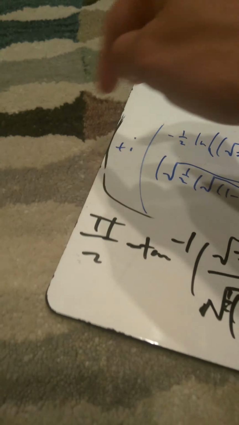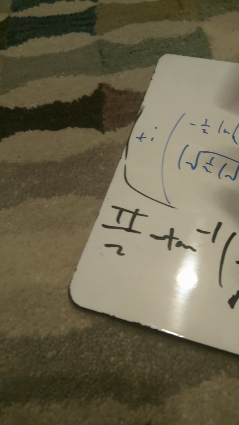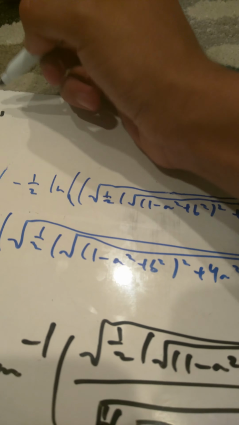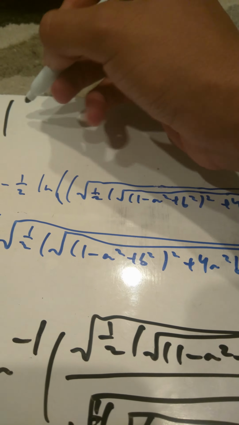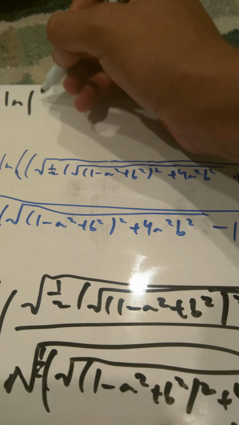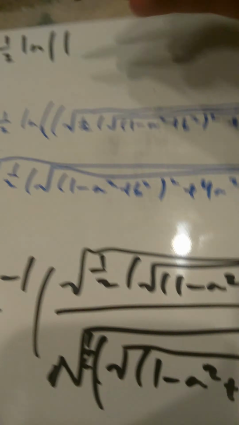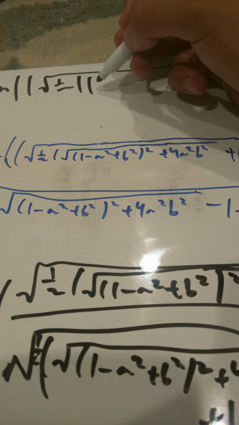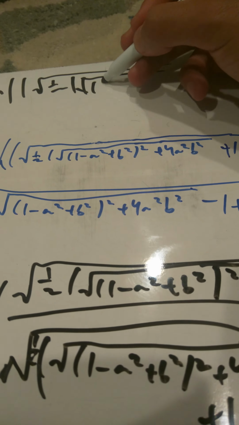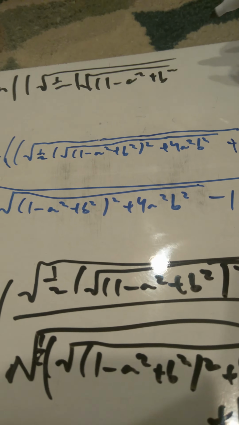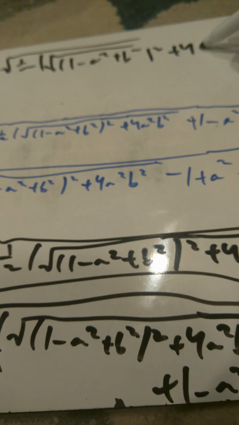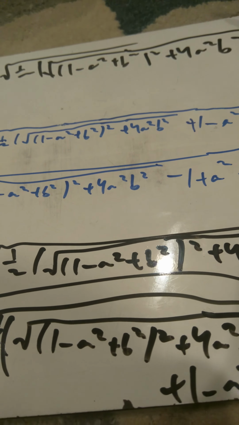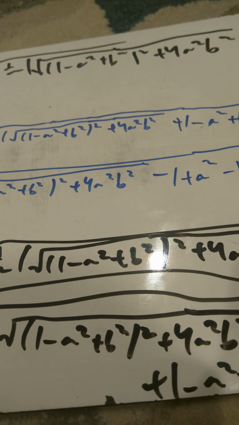We have the opposite of the complex part, so we actually have minus, or plus i times 1/2, and then the rest is the same. So I'm going to write that out. ln of, let's see, the square root of 1/2 times square root of a squared plus b squared minus a squared plus b squared.